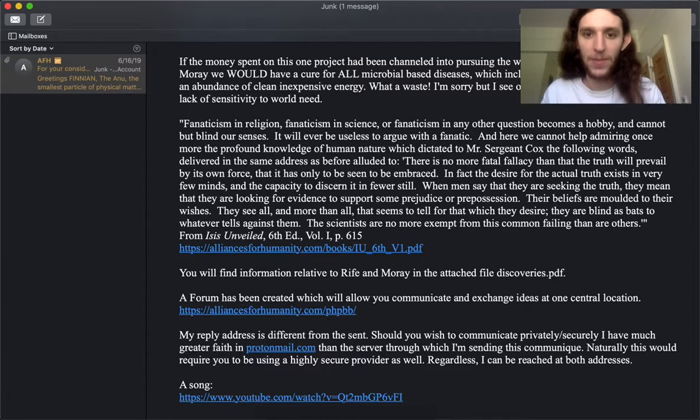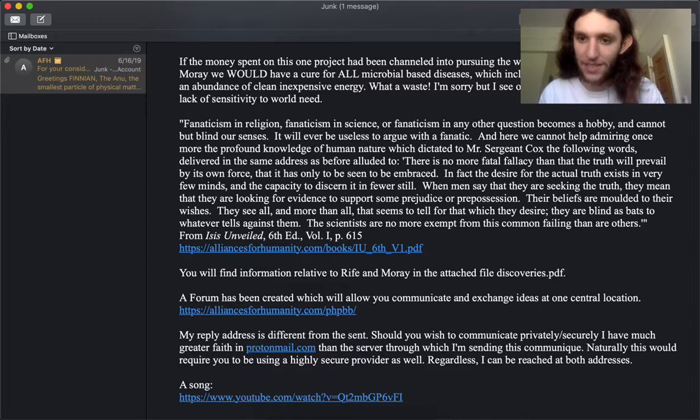"Fanaticism in religion, fanaticism in science, or fanaticism in any other question becomes a hobby and cannot but blind our senses. It will ever be useless to argue with a fanatic. And here we cannot help admiring once more the profound knowledge of human nature which dictated to Mr. Sergeant Cox the following words, delivered in the same address as before alluded to." What is this from? A book from their website.